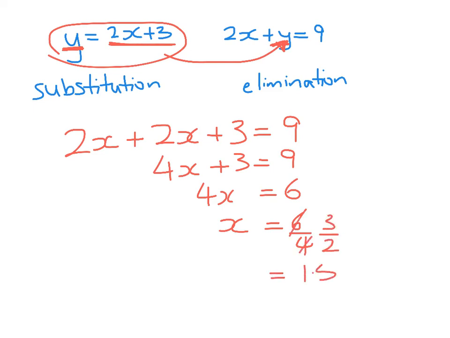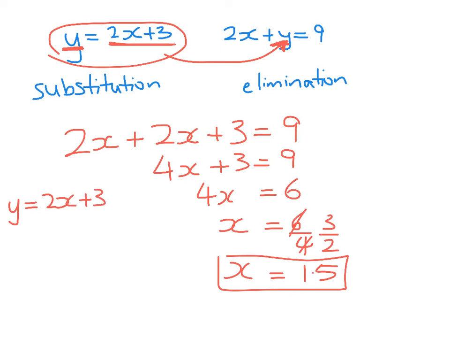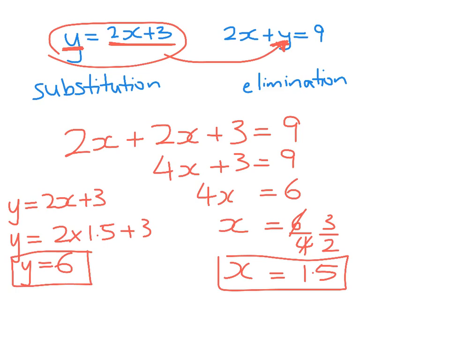And it's fine to write that as 1.5. But we're not finished, because we're asked to solve the equations. We've got two variables. We've got x, so that's good, but we also have to figure out y. So we know that y is equal to 2x plus 3, so y must equal 2 times 1.5 plus 3. So we have y equals 6. Okay, so that's all for now. Any questions on those, just ask me in class.